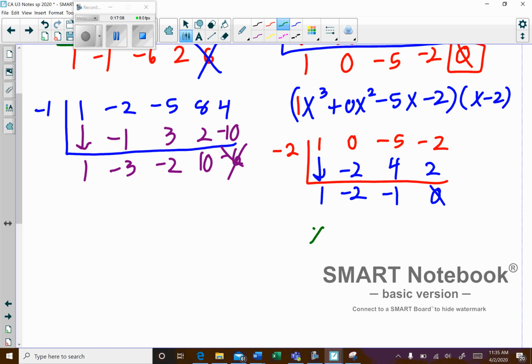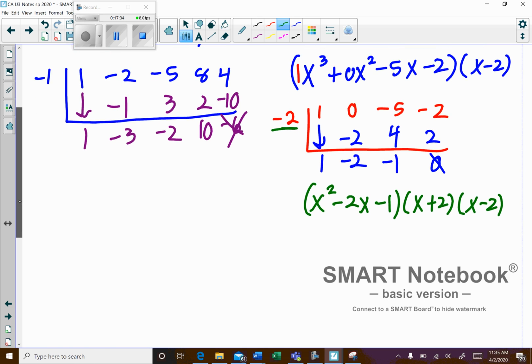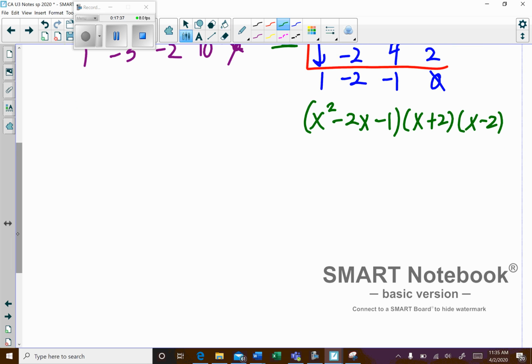So what that leaves us with here is x squared minus 2x minus 1. That's what my quotient was. And then I know that x plus 2 was one of my factors because negative 2 is a solution, right? If I were to plug in negative 2, this would cause it to equal 0. And I don't want to forget about the other one I found, so x minus 2. So basically what I've done is I've taken that original polynomial and I'm factoring it by these techniques here.